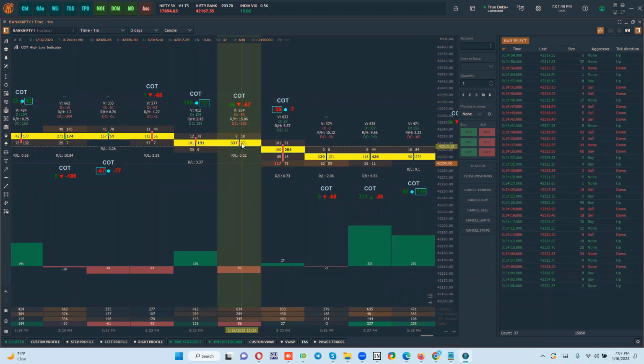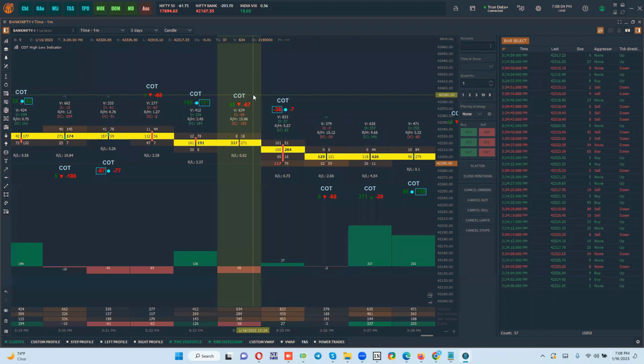Being a negative candle, you will normally see a negative COT high, and in a positive candle, you normally see a positive COT low. Now let's look at this. The high for this particular bar was 42,326.9. If you go here, you can see this is the value and this is the time, 324.04. At this particular time, the new high for the day was made.